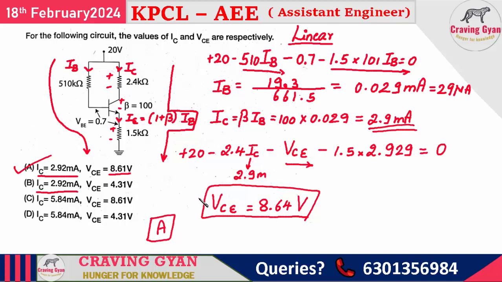How we have calculated is first KVL for the left loop, then KVL for the right side loop. So if I apply KVL for the input loop, I get the value of base current, that is IB. With the help of IB, I have calculated the value of IC. You can calculate the value of IE also. Then KVL for the output loop gives VCE equal to 8.64 volts, or approximately 8.61 volts also you can take, which is option A, correct.